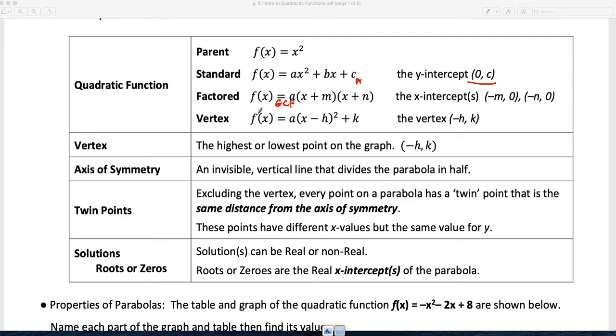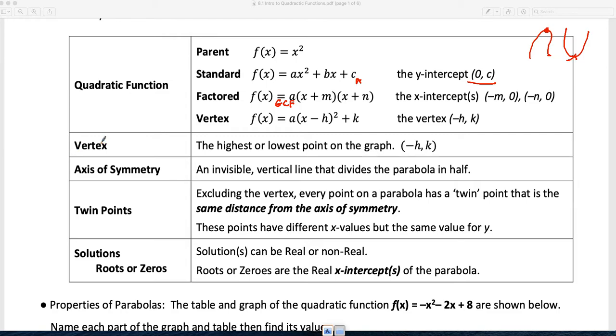And this vertex form gives us the vertex of the parabola. If you remember, the vertex is the highest, that's a really bad parabola, the highest or the lowest point on the graph. And this negative in front of here doesn't mean the same as that. This negative means something else. We're not going to worry about it right now. But the vertex is the value of h and k, and that negative says opposite.